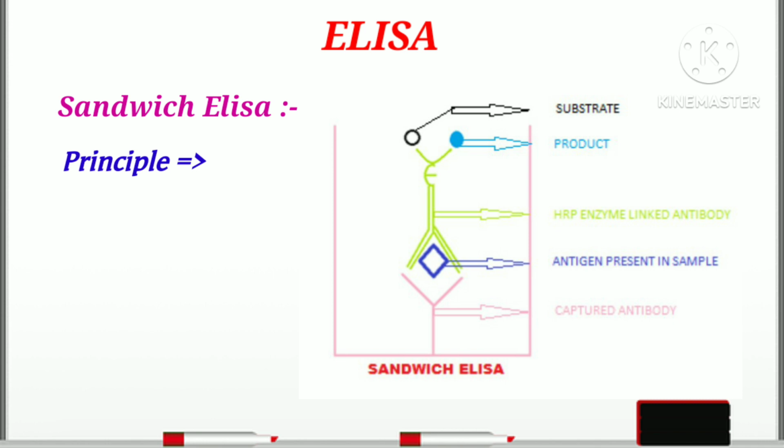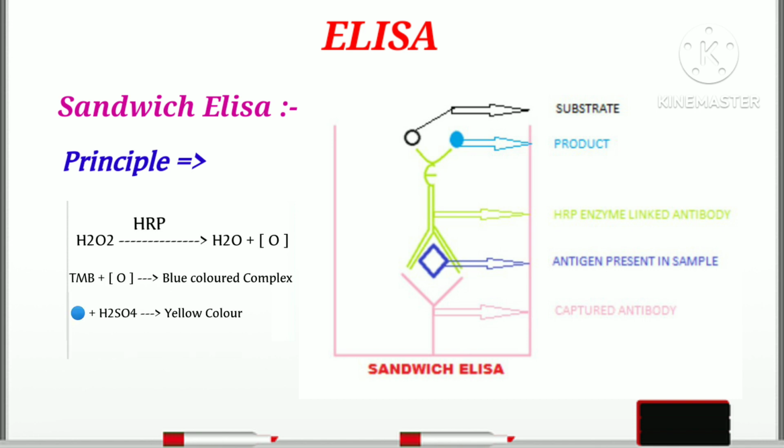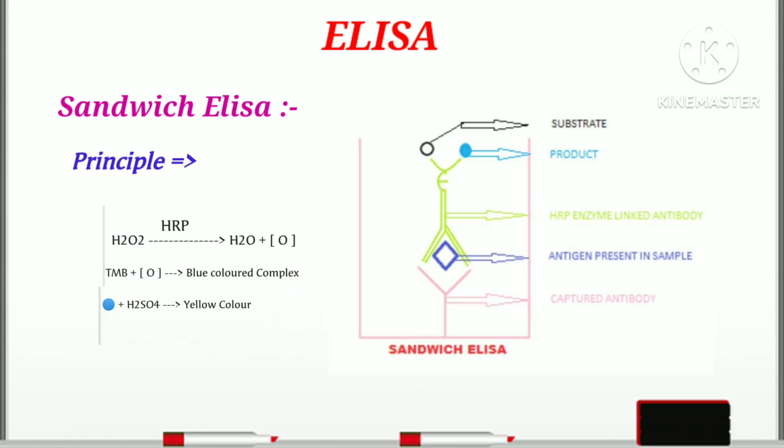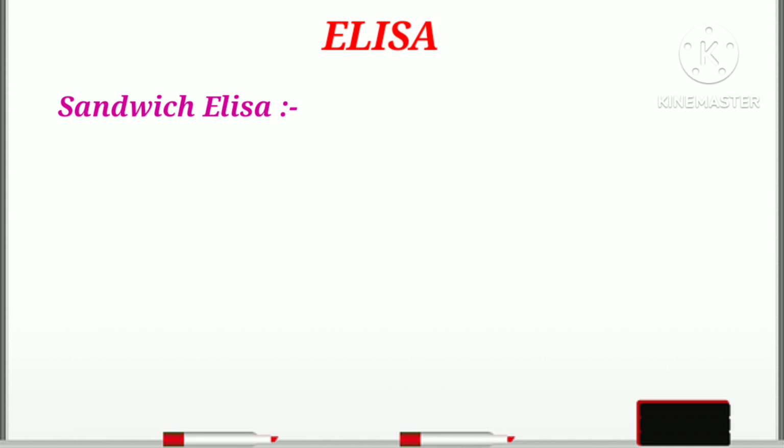Then washing is done so that unbound conjugate is washed away with wash buffer. Then add substrate. After adding substrate, a blue color develops. The intensity of the color is proportional to the concentration of the antigen present in the sample. To limit the enzyme substrate reaction, stop solution is added and a yellow color develops, which is read spectrophotometrically by the ELISA reader. By sandwich ELISA, we detect dengue NS1 antigen, HBsAg antigen, TSH, etc.